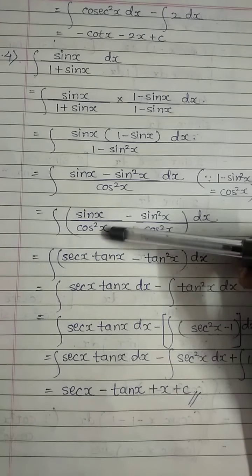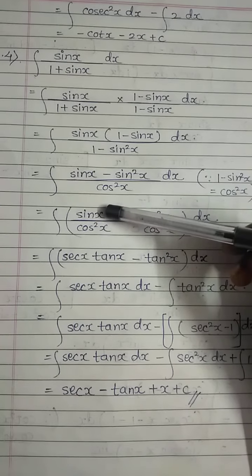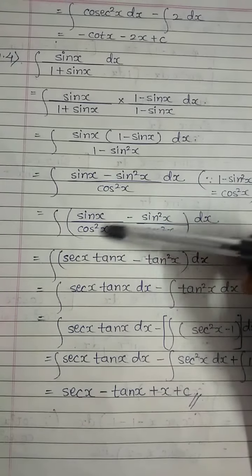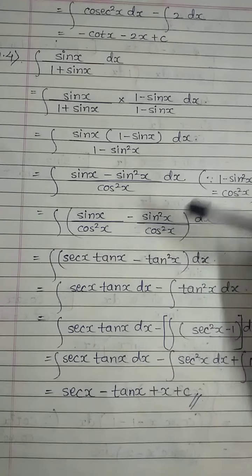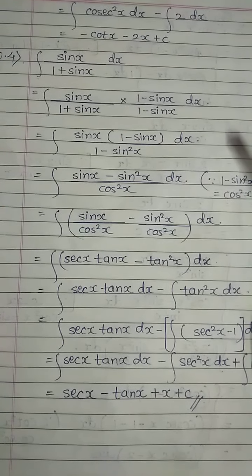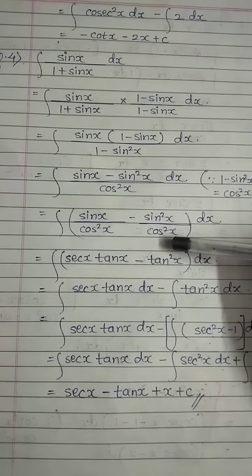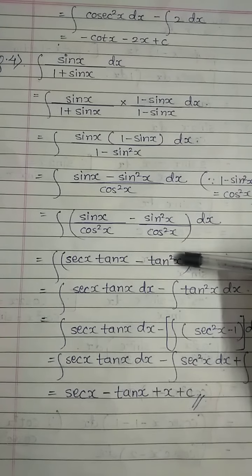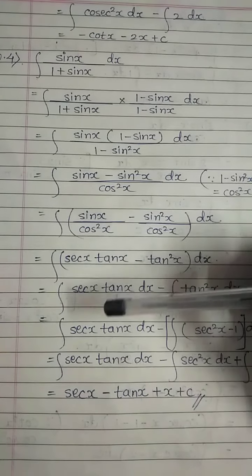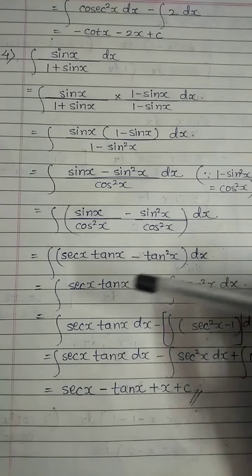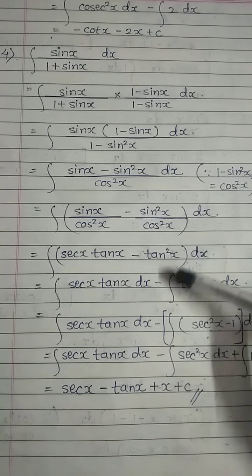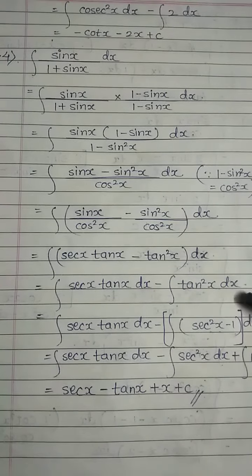So 1 upon cos x is nothing but sec x, and sin x upon cos x is nothing but tan x. So this term is nothing but sec x into tan x. And here, since we know that sin x upon cos x is tan x, so sin square x upon cos square x is nothing but tan square x. So since two terms are present, we will write integration sign 2 times. Now integration of sec x into tan x dx minus integration of tan square x dx.